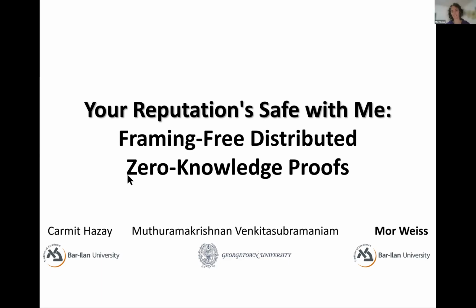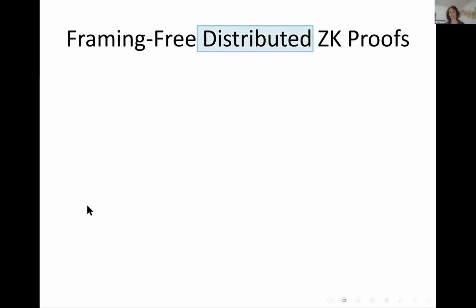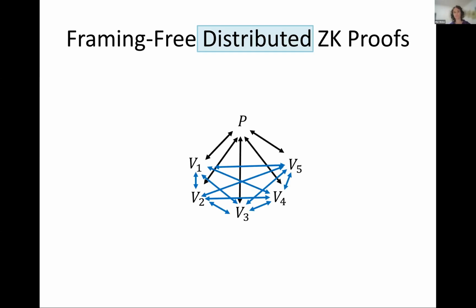Yes, thank you. This is joint work with Karmit Khazai and Muthu Venkita Subramaniam. I'm going to talk about distributed zero knowledge proofs, and this is a non-standard setting for zero knowledge. Let me start by defining the model. In this distributed model, we have one prover and multiple verifiers. Everyone can talk to everyone. And the goal is to prove some NP statement, for example, that a graph is 3-colorable.